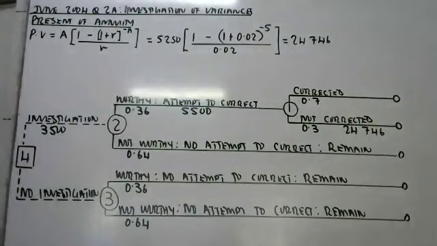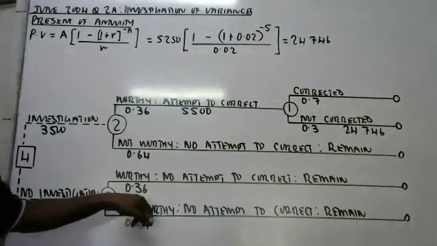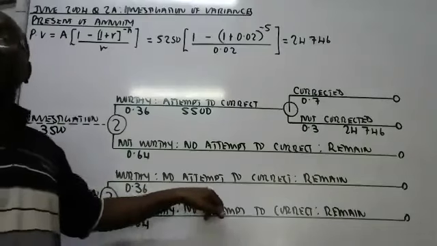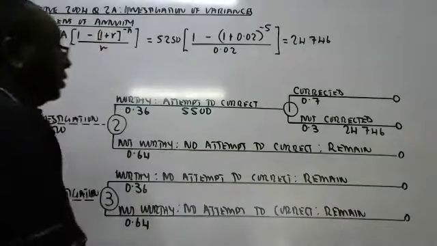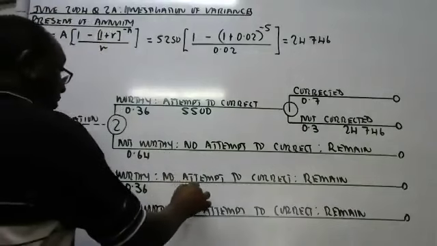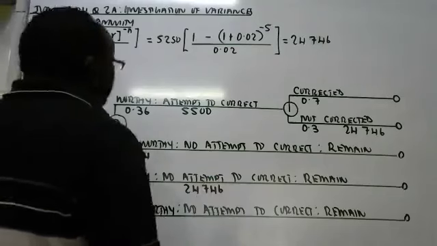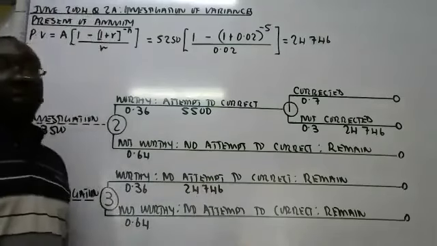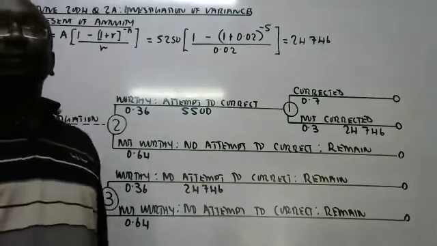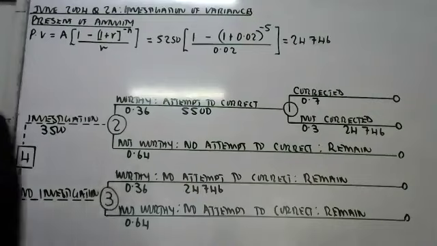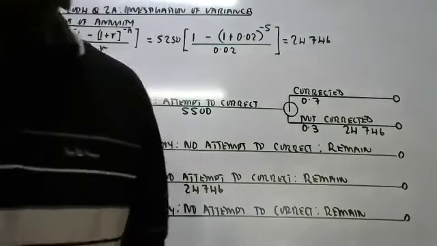And it is also supposed to be brought here. These ones that are worthy, we did not attempt to correct them, and therefore they have remained or they have continued. So we are supposed to charge 24,746. So I think we are good there.